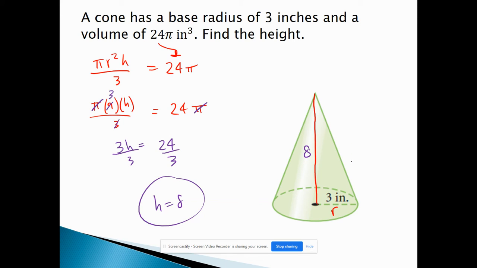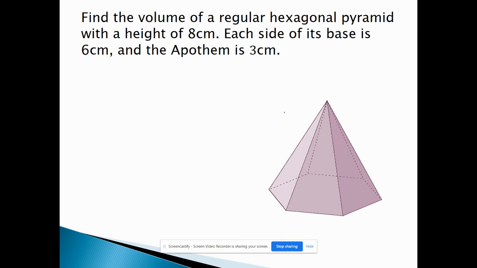A harder version of this problem would be if I gave you this length instead, because that's the hypotenuse of this right triangle. So watch out for that, since we know a squared plus b squared equals c squared. I could give you the evil slant height and make this problem a little bit more challenging.